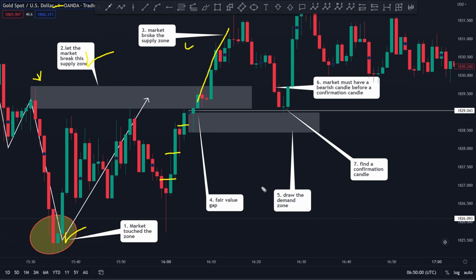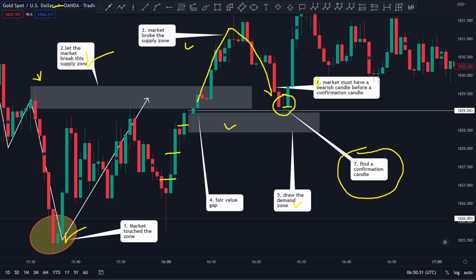And then number 5, draw the demand zone. After drawing the demand zone, wait for the market to come to the zone, which is number 6. You have to see bearish candles before a confirmation. And then lastly, find a confirmation candle, which is this candle here. And we can also see that this candle is not a bullish engulfing candle. That means the market is likely to come and retest the open of the candle.